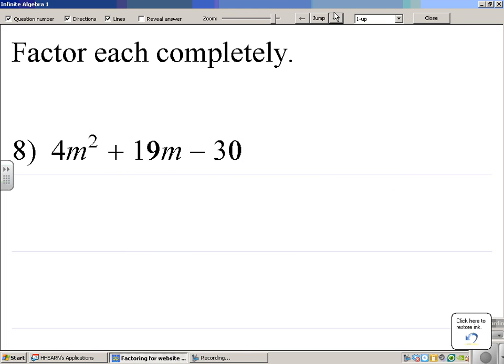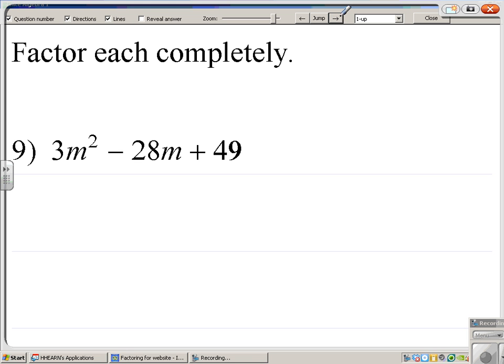By now, you're probably ready to try some of these on your own. Here's one. If I multiply 3 times 49, I get 147. And I'm not so quick with my factors of 147. So I'm just going to leave this as positive 3 times 49.